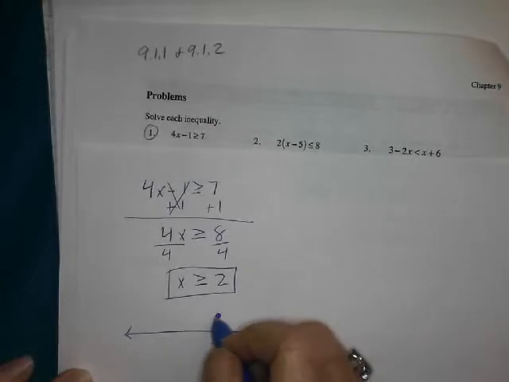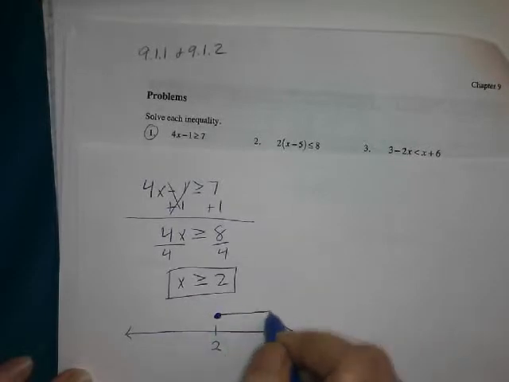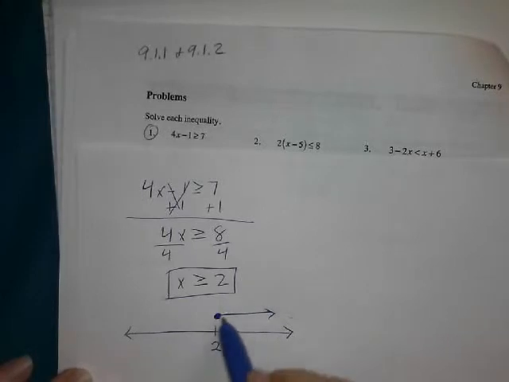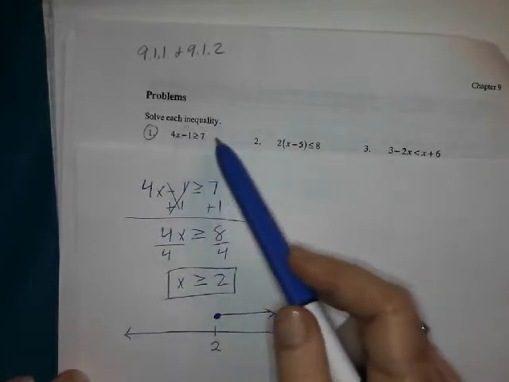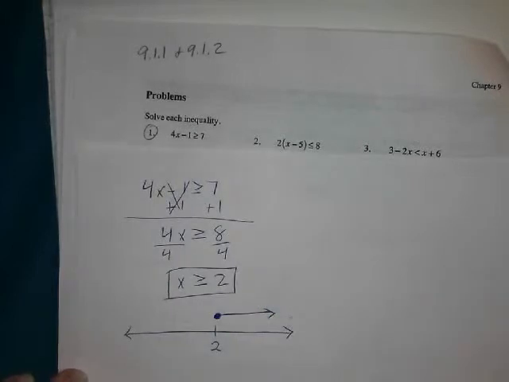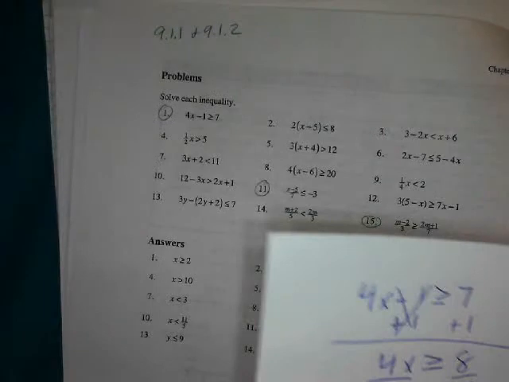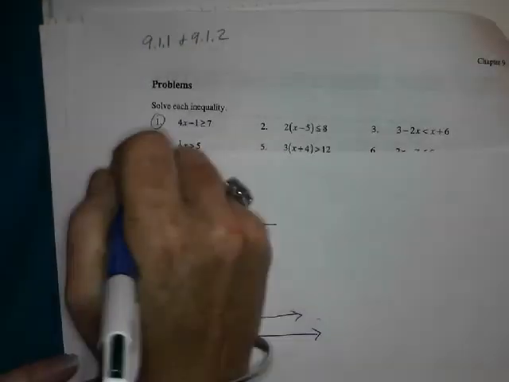I'm just graphing it. The point is filled in because it's greater than or equal to. And it points to the right because greater than would be all the numbers on the number line that are off to the right like that. It actually did not say that you had to graph it, but I'm just showing you what it would look like. The answer is just x is greater than or equal to 2. There's the answer. So that was number 1.